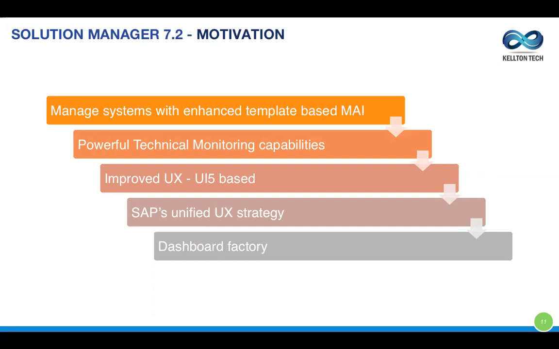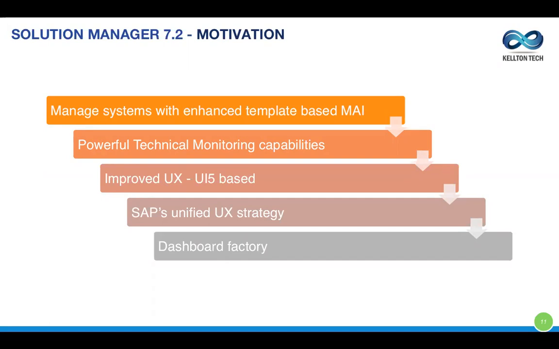Support pack stack 8. Let's say you're on 7.1 and you need more reasons or more motivation to move on to 7.2 besides the support backbone update, then these are some of the items. The managed systems alerting and infrastructure is enhanced with 7.2. 7.2 has powerful technical monitoring capabilities where you have one template catering to n number of systems.